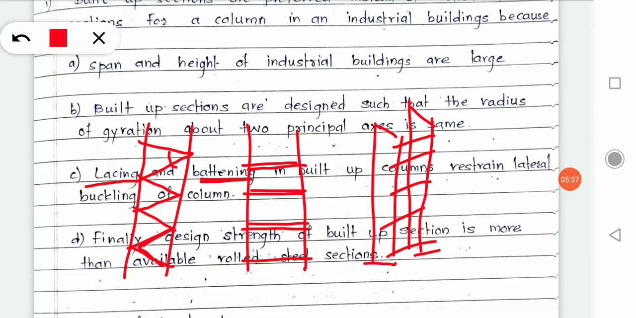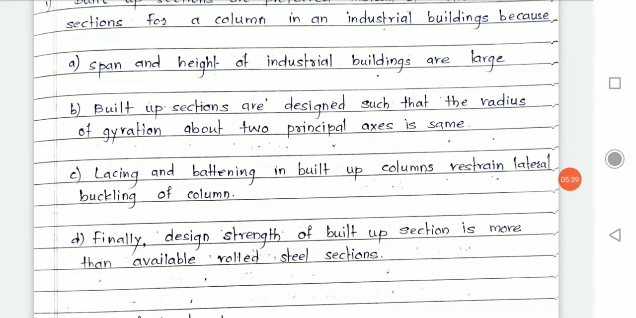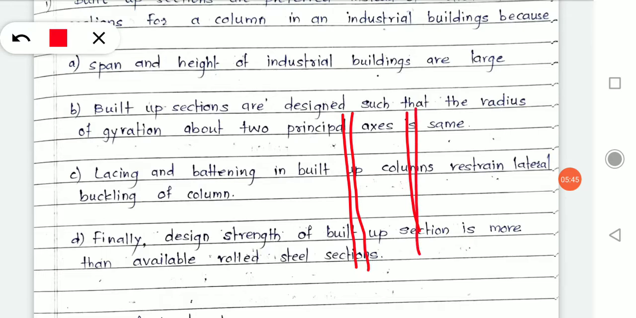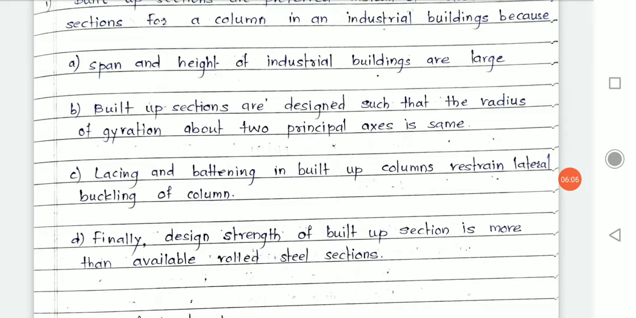So why do we provide lacing and battening? When two different angles are combined together, standing together as a column, we need to connect them to make it a built up section. To connect them, we require plates, and those plates, when placed at a certain angle, we call it lacing. If we use them horizontally flat, then we call it battening, okay.